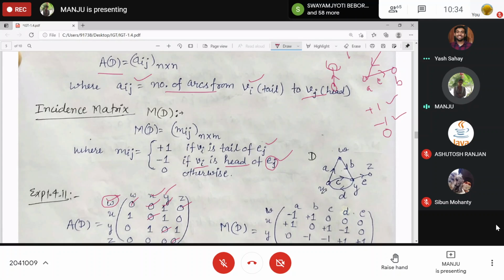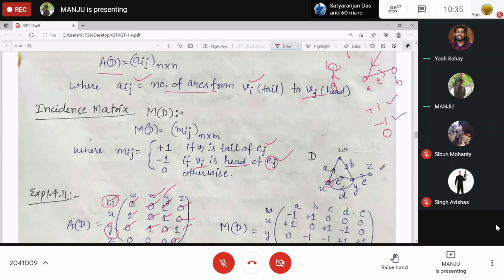Now come to X. X to W, 1. This one. X to X, 0. X to Y, there is 1, right? So this one. X to Z, 0. Then Y. Y to W, 0. Y to X, you have 1. Y to Z, you have 1. So 0, 1, 0, 1. Clear? And Z. Z to X, no. Z to W, no. Z to Y, no. Nothing. Clear?